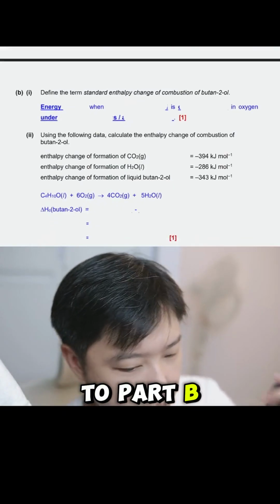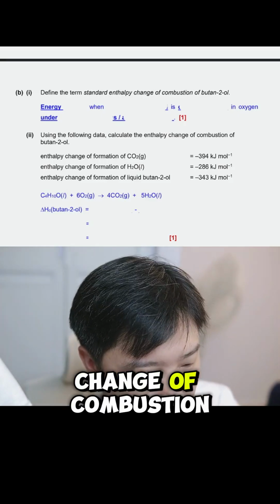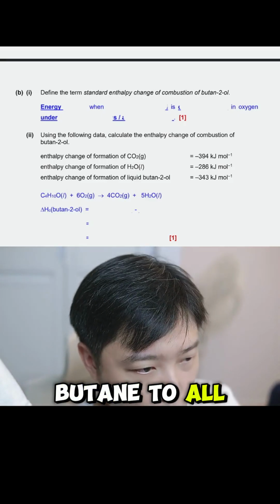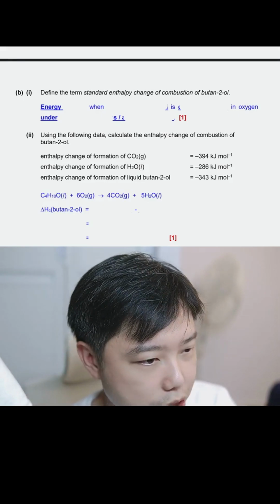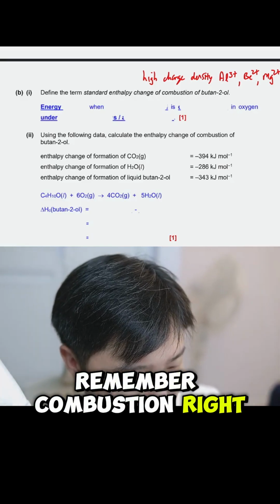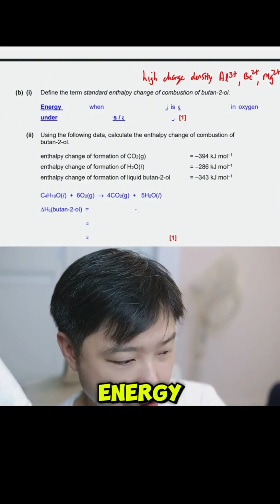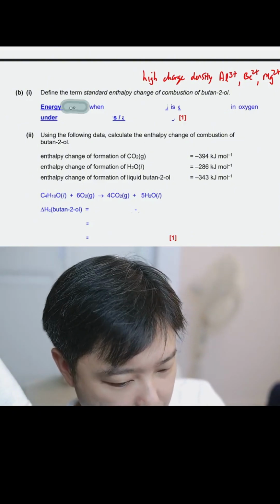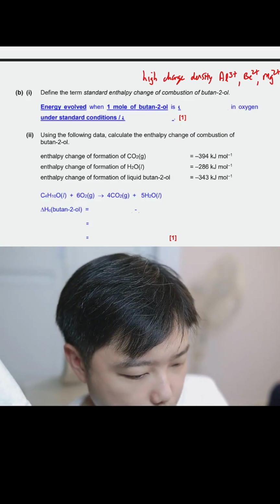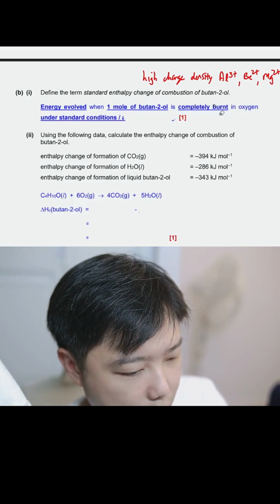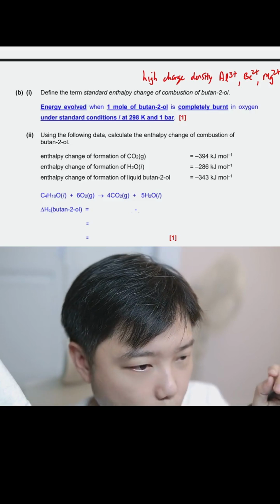Moving on to part B. Part 1 says define the term standard enthalpy change of combustion of butan-2-ol. Okay, so standard enthalpy change of combustion. Hope you all remember combustion, right? It must be energy released, or energy evolved, when 1 mole of butan-2-ol is combusted in oxygen under standard conditions, 298 Kelvin and 1 bar.